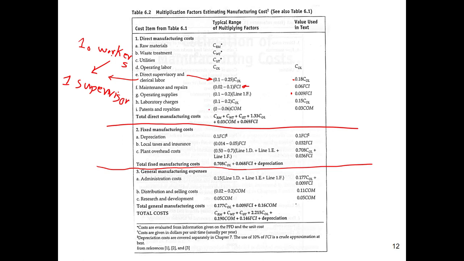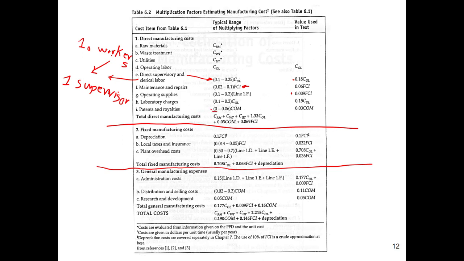And patent royalty. Let's say you want to build a heat exchanger that is already made by a company X. If you want to build the same heat exchanger, as I said, if you want to fabricate the iPhone, you have to pay Apple. So you have to pay for the patent, for the intellectual property. That patent cost is a function of the cost of manufacturing. Let's say if you are manufacturing an iPhone, you have to pay between 0 to 6% of the manufacturing cost for the patent.